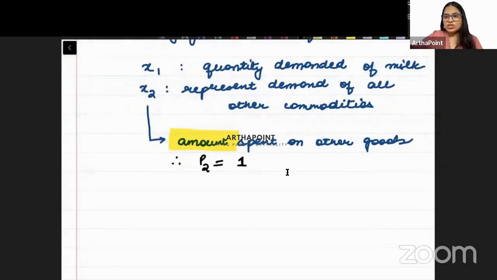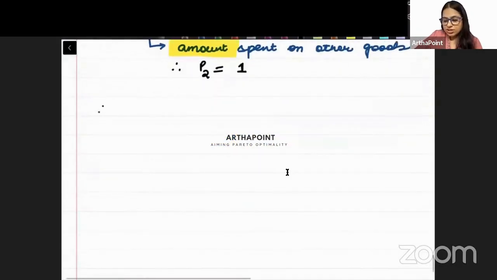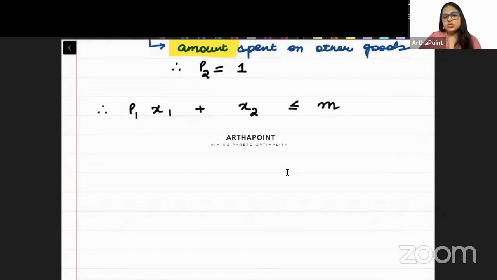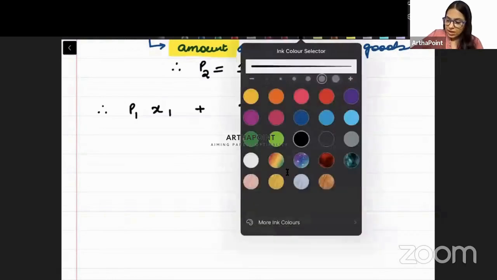है ना? $1 का प्राइस $1 है, $2 का प्राइस $2 है. So price of amount is nothing. Price of $1 is $1 only. So now my budget constraint, it will look like this. P1 X1 plus X2 less than equal to income of consumer. ध्यान से समझो बात को.